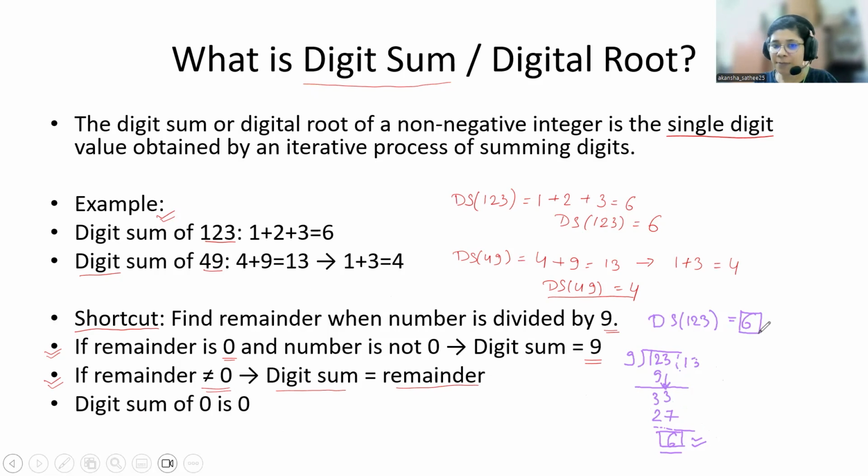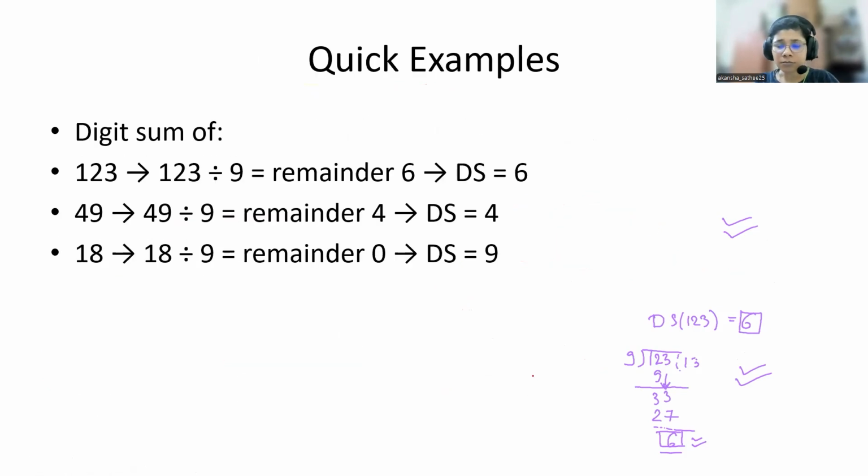So you can use any method. If you like, you can use this digit sum wala method, or you can use this shortcut. According to this shortcut, you simply have to divide it by 9. Let me erase this first so that it will be clear. And then we will see how to compute digit sum of multiplication and other things.